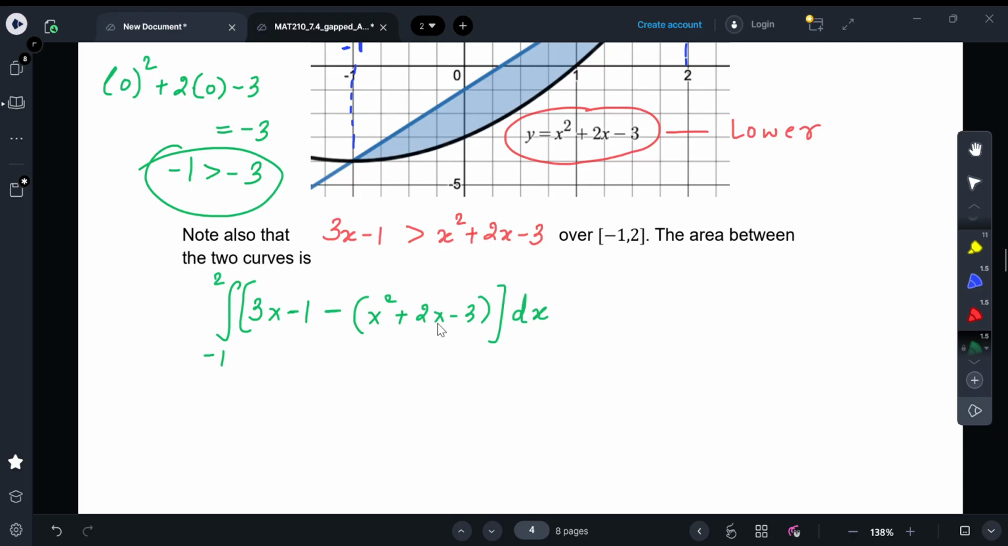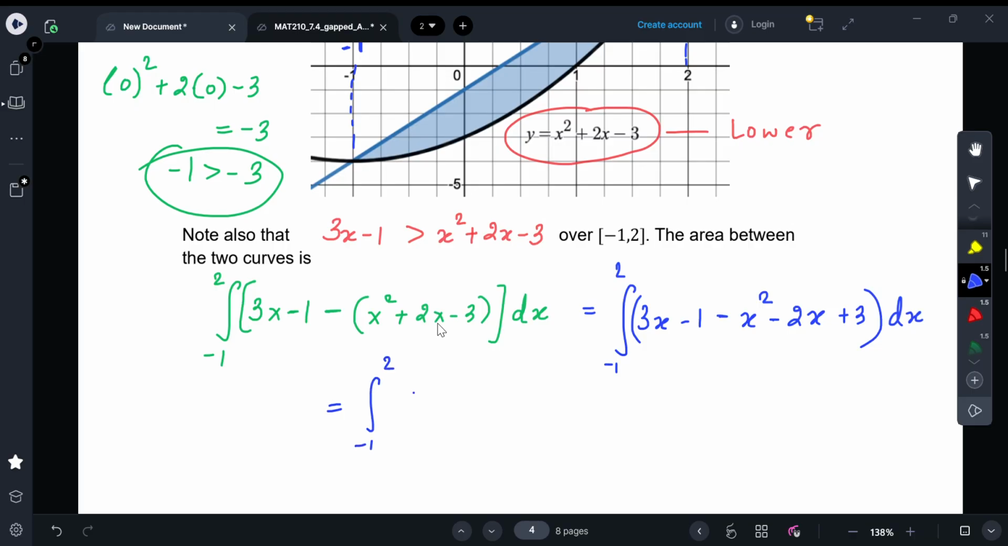Okay, simplify, see what you get. So I'm going to get the integral from -1 to 2 of 3x minus 1 minus x squared minus 2x plus 3 dx. Cancel whatever you can, and when you simplify this, you will end up with the integral from -1 to 2 of negative x squared plus x plus 2 dx.